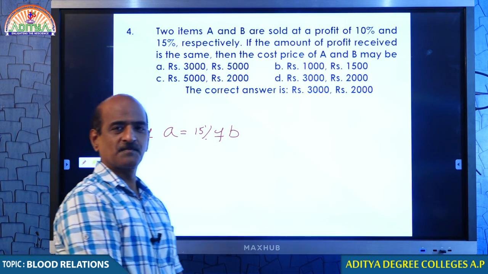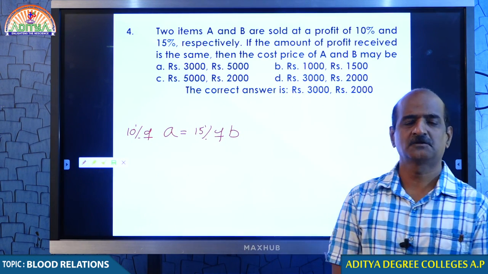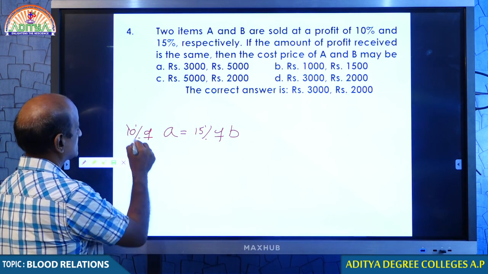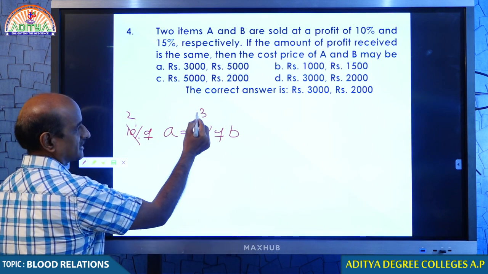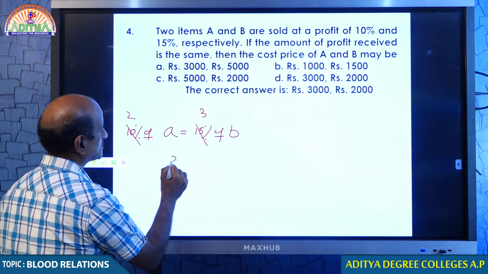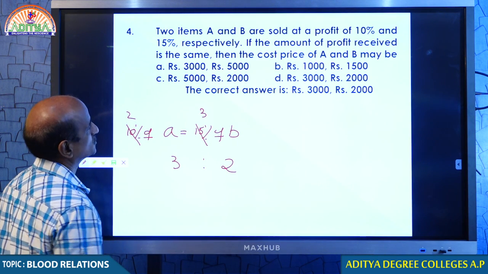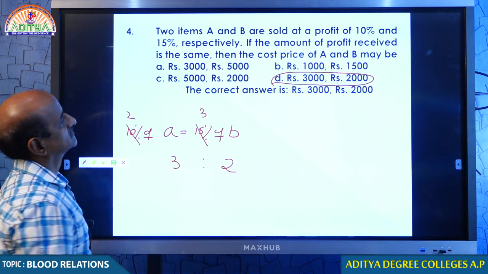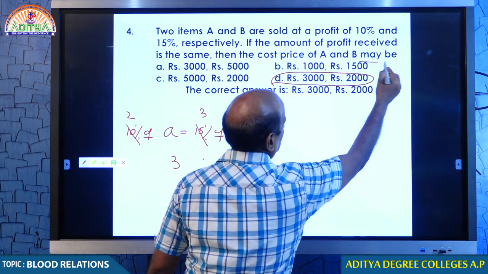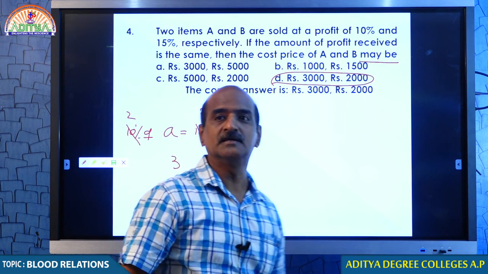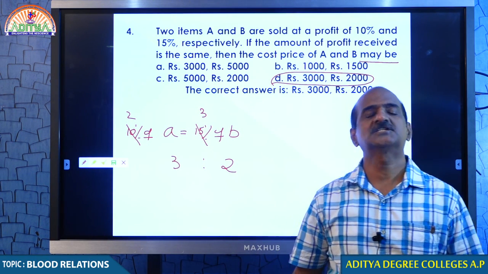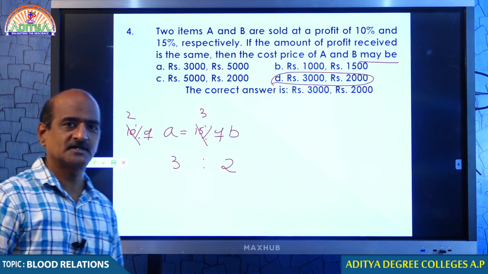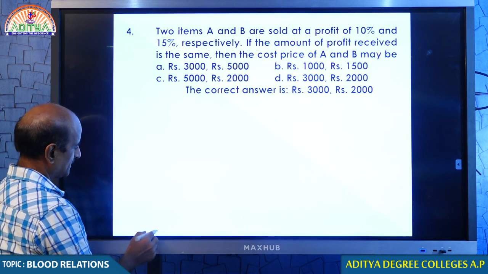Do you understand that? 10% of the first item is equal to 15% of the other item. The percentages are in the ratio 2:3. Hence, the items should be in the ratio 3:2. 3000, 2000. You are only asked to find the prices, maybe in the sense 3000, 2000, you got the chance. It is one of the chances. Okay. Come on, student.